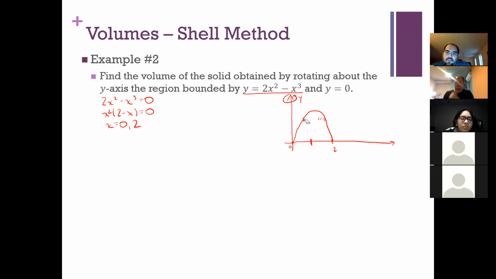So we're going to use the shell method, which means I'm going to use x as my independent variable. So just like last time, I'm going to take these thin strips, revolve them around the y-axis. That's my axis of rotation.